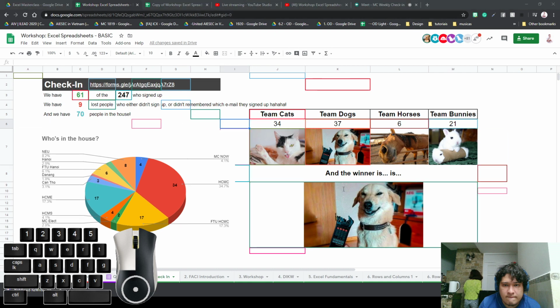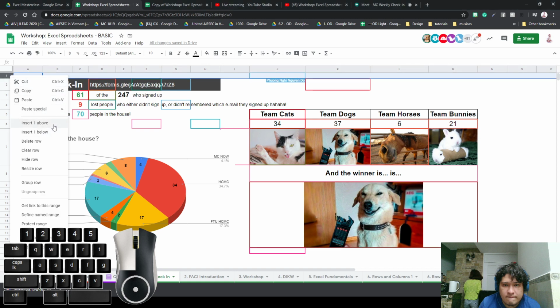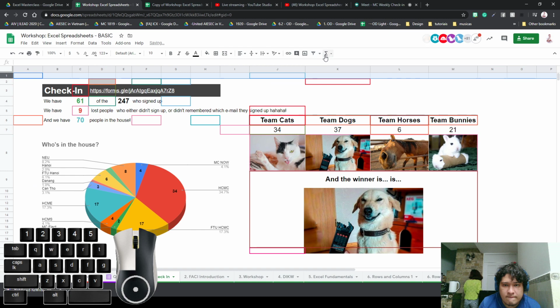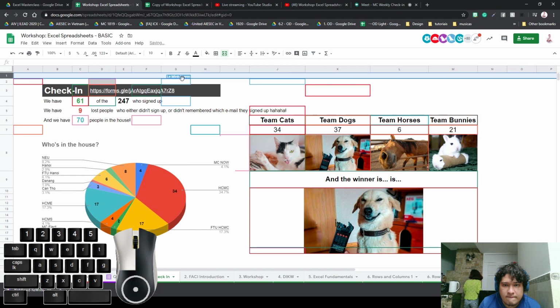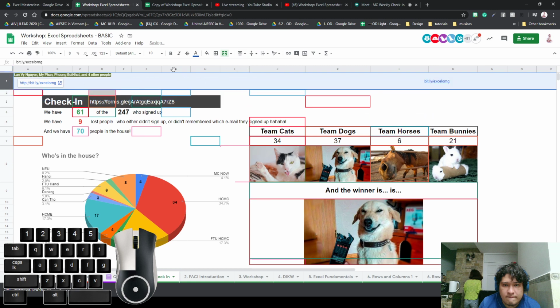If you arrived now, let me share the link again: bit.ly/excel. Oh my God. I'm going to do something here: merge, copy, paste, centralize, make it bigger. Now it's bigger. Oh wait, that's not centralized. So let's just make it very big.